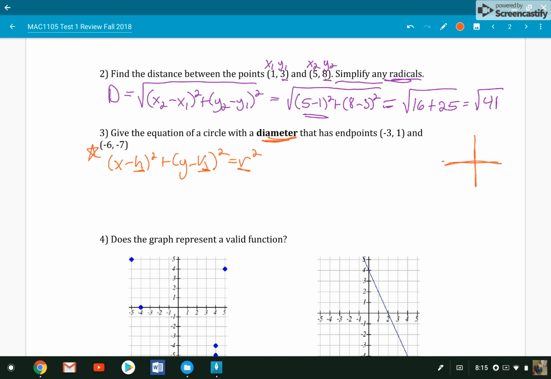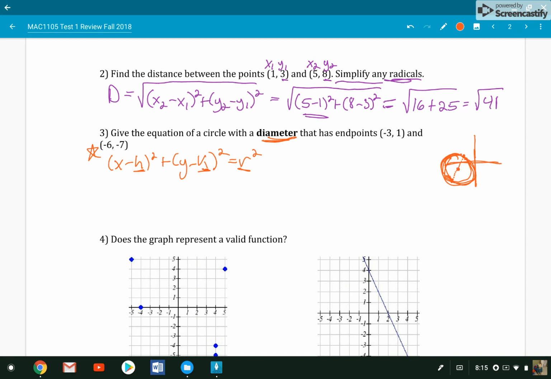At the point (-3, 1) would be over -3, up 1, so maybe somewhere about here. And then (-6, -7) would be somewhere down here. So now these are endpoints of a diameter, which stretches all the way across the circle. So that means you've got your circle with a semicircle up here, and a semicircle down here. So something like this.